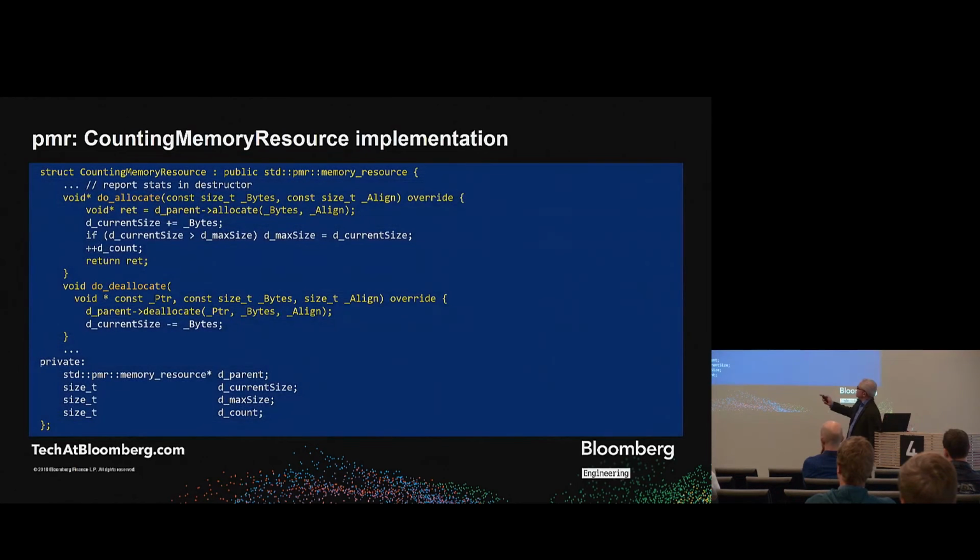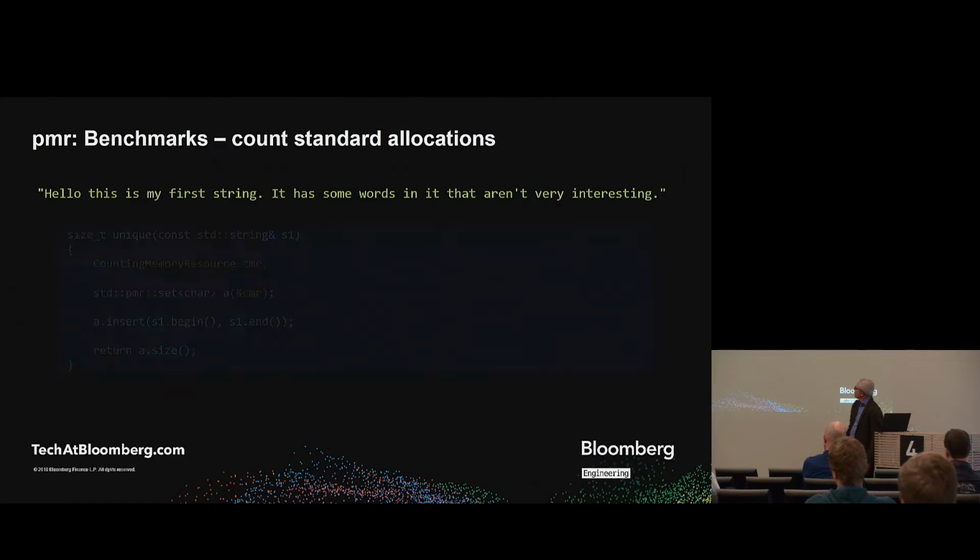So how do I write that allocator? This is basically it. I just have to override do_allocate and do_deallocate. And all I'm doing is keeping track of how much I've currently got allocated, how many allocations I've done, and what the maximum size I ever hit was. So in my do_allocate and do_deallocate functions, the actual allocations are just going to be whatever's passed by the parent, which by default is going to be the default allocator, which eventually calls malloc and free.